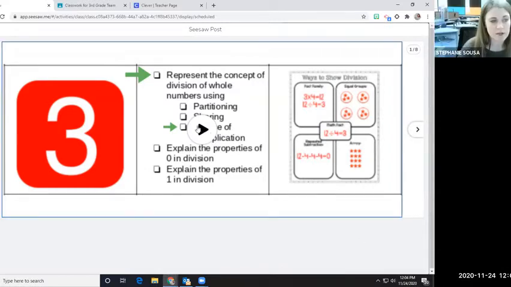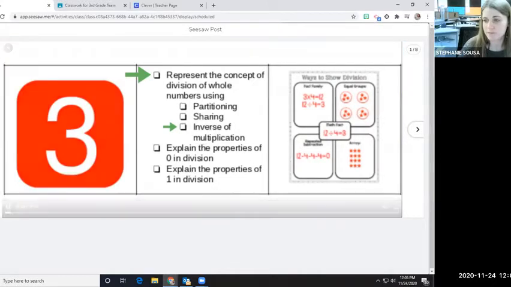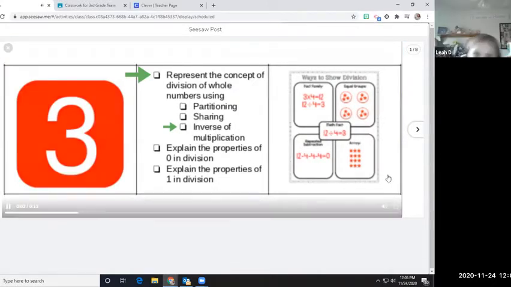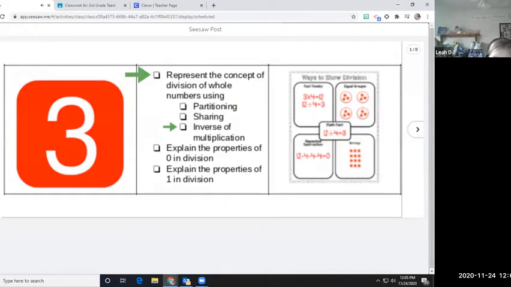So here is our success criteria for the day. Today, you will continue your practice of representing the concept of division using whole numbers. You will focus specifically on the strategy of using division as the inverse or opposite of multiplication.